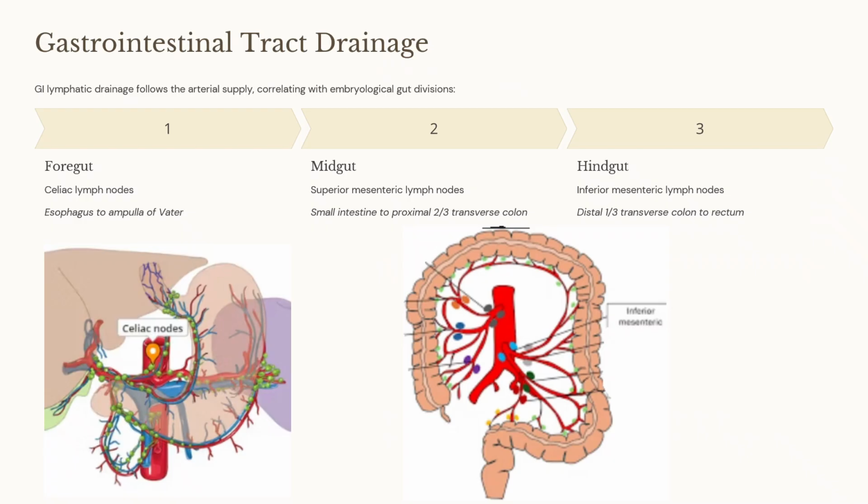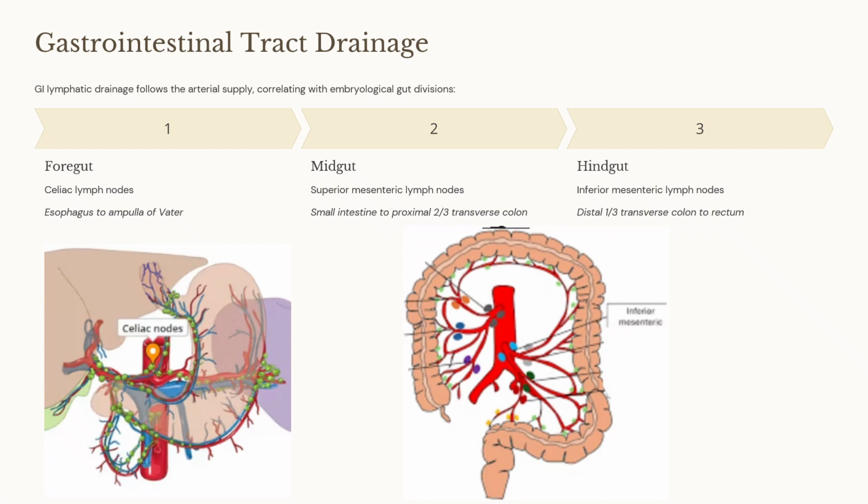Now let's look at the GI tract. The foregut extends from the esophagus to the ampulla of Vater, including the esophagus, stomach and the first part of the duodenum till the ampulla of Vater. The midgut spans from the ampulla of Vater to the proximal 2/3 of the transverse colon. That means it includes the duodenum, jejunum, ileum, ascending colon and proximal 2/3 of the transverse colon. The hindgut covers the distal 1/3 of the transverse colon down to the rectum.